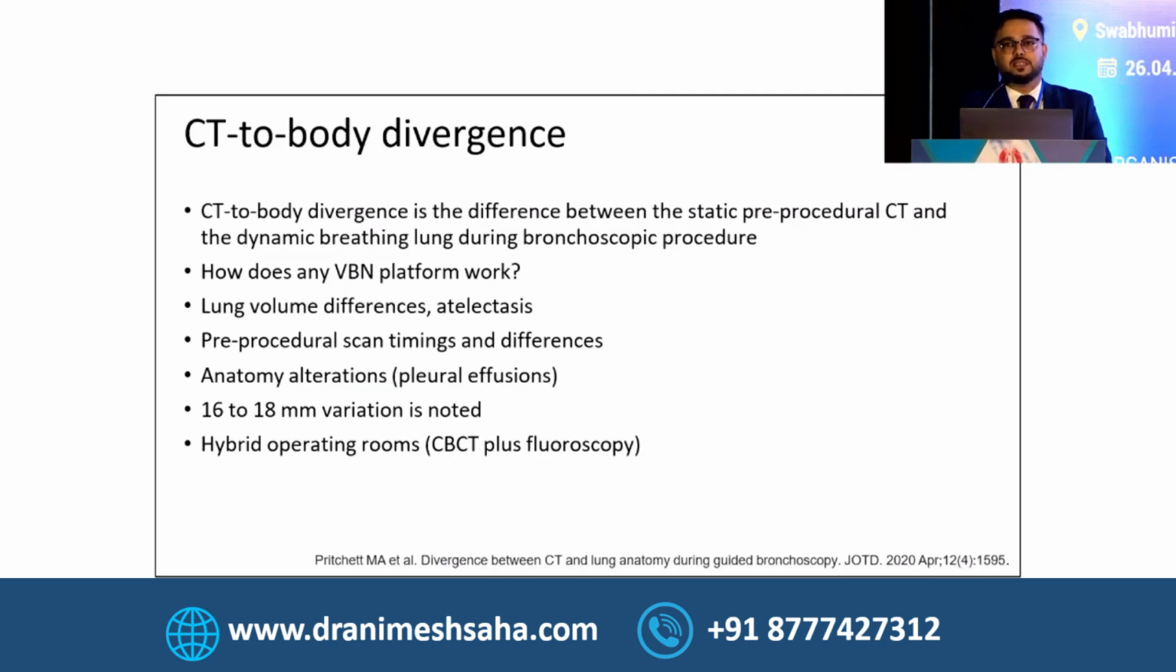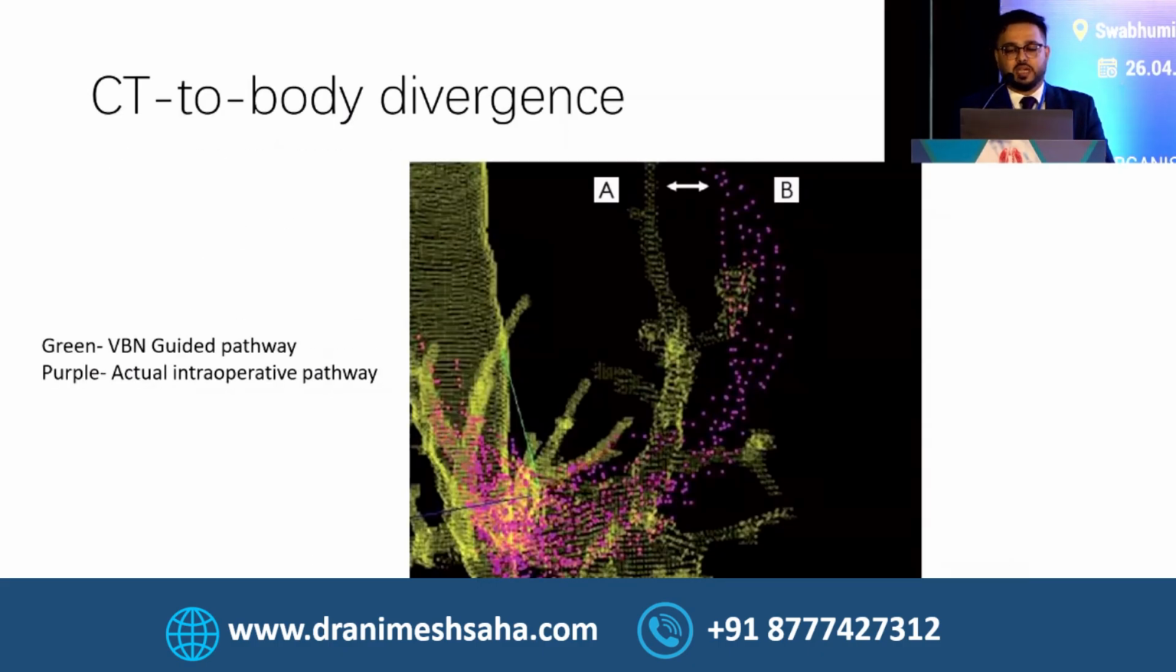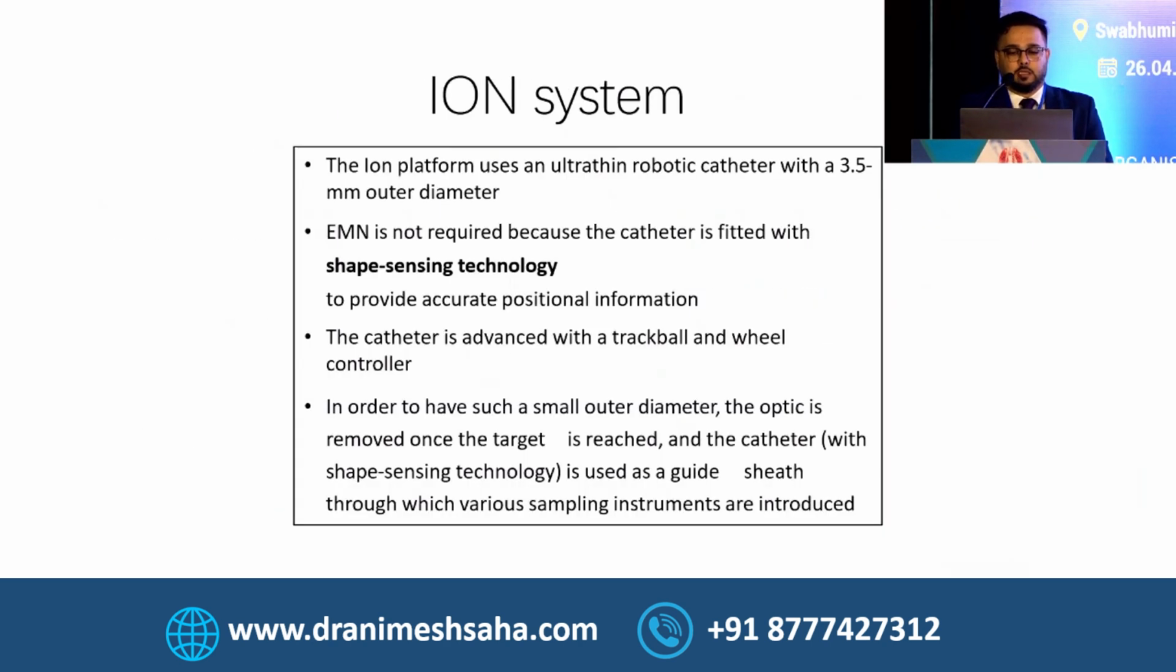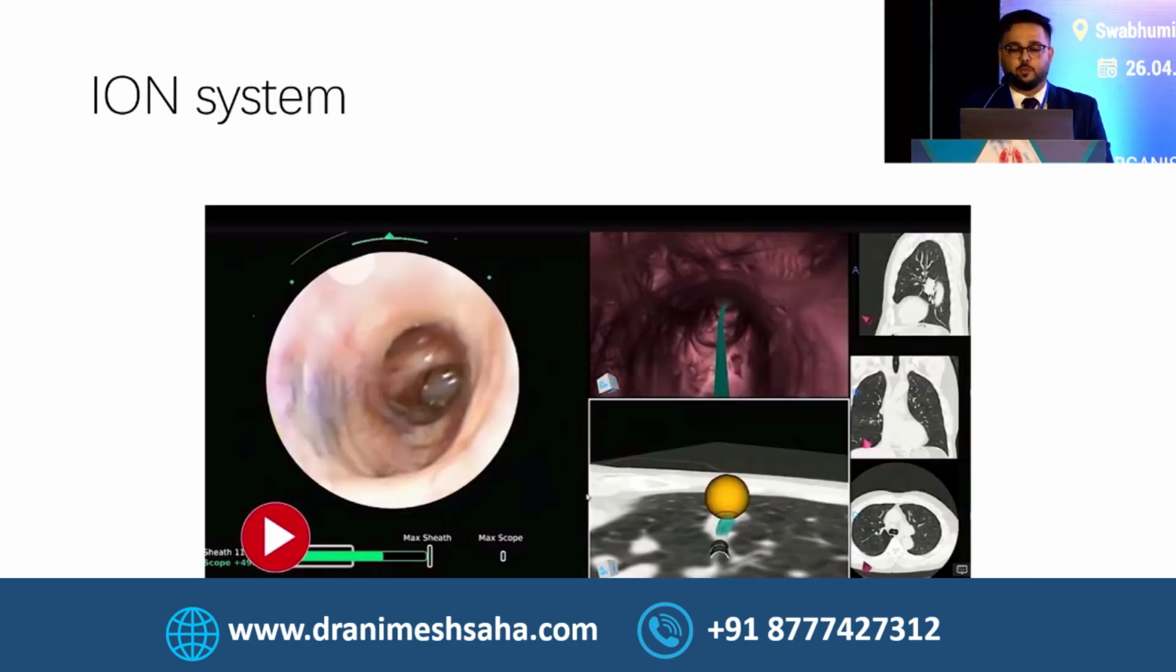CT to body divergence is something that occurs with most navigation systems beyond a certain generation. That is, the navigation pathway shows us this is the location, but exactly the location is here. In such scenarios, even a few millimeters is significant because you are going to miss your lesion if it is in the range of a centimeter. These are the robotic assisted bronchoscopy systems, that is the Monarch and Ion systems, which are being used to bypass this CT to body divergence.